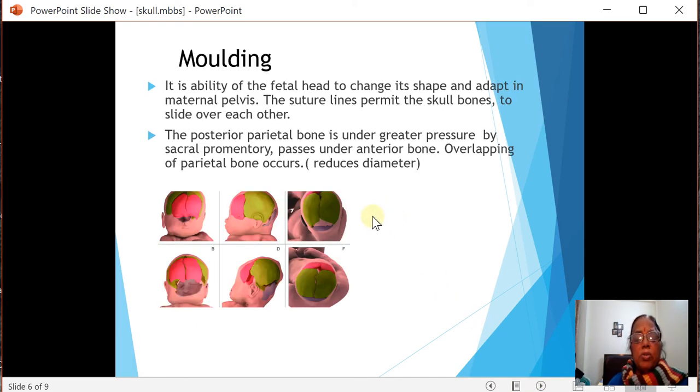Molding. Now, what is molding? Molding is the ability of the fetal head to change shape and to adapt to the maternal pelvis. As you can see over here, the parietal bones overlap each other and the parietal bone slides on the frontal and the occipital bone. The posterior parietal bone is under great pressure because of the sacral promontory and passes under the anterior bone. Overlapping of the parietal bones also occurs, and this reduces the diameter of the fetal head.